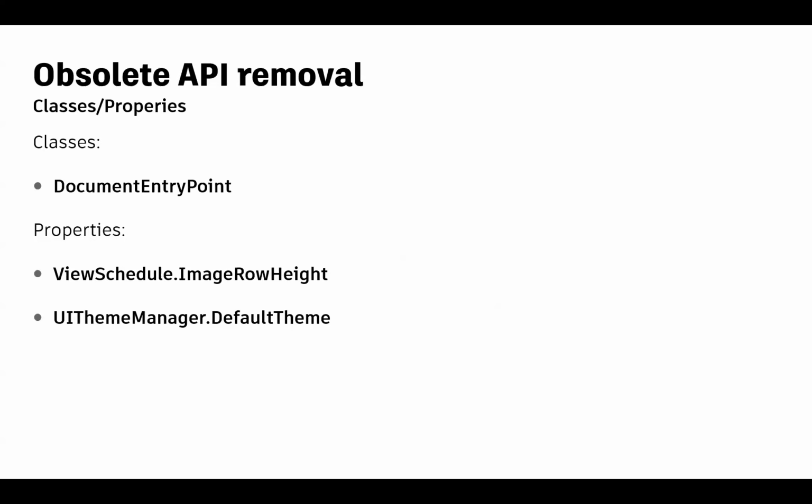So for classes and properties, there was one class, document entry point, that is removed now. And for properties, there was the property of view schedule, image row height, that is removed, and in UI theme manager, default theme.